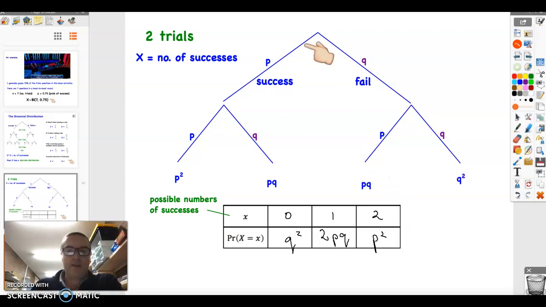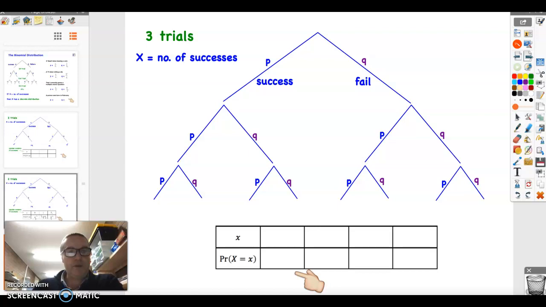There are 2 ways of having 1 success. We can succeed and then fail, or we could fail and then succeed. In each case, the probability of these individual outcomes would be p times q. But because they both lead to 1 success, the probability that I'll succeed once in 2 trials would be 2pq. And so this is our discrete distribution for the number of successes in 2 trials.